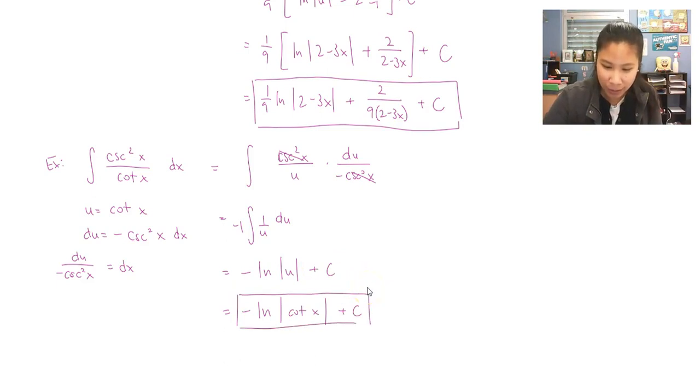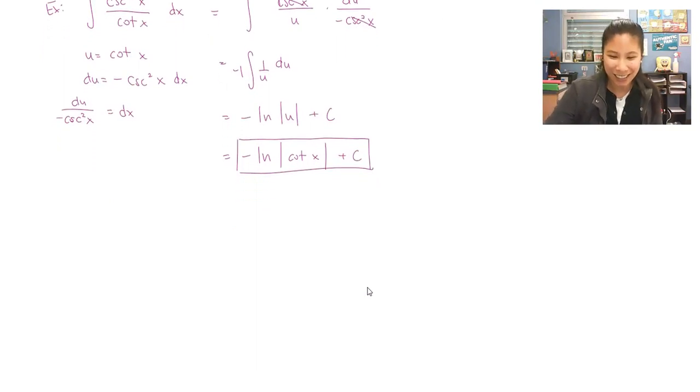Not too bad, but it does definitely help to know your derivative rules. Okay, let's do another one. So this time, let's do the integral of tangent of x dx. Oh my gosh.